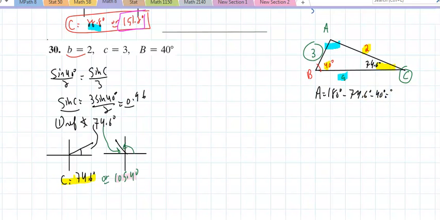And in this case, A will turn out to be, let me just check my calculations, 65.4 degrees. So in this case, I am using C equaling 74.6 degrees. And what's left? Well, I know what A is. I just found A, I'm sorry. I'm confused. This is 65.4 degrees.